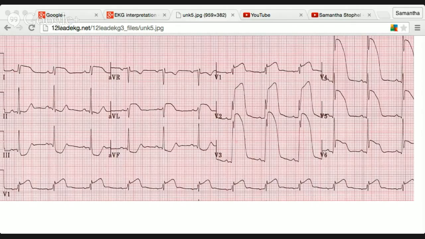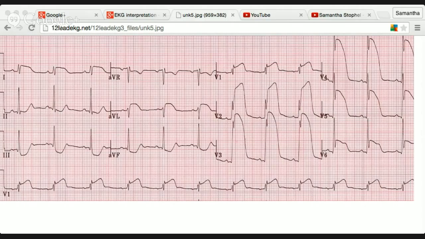I'll start mine, and then Holly will do hers. So first, you'll look at the rate, and you can do that by counting the number of large boxes between the R to R interval. In this particular rhythm strip, it equals a little less than 75, so I'd probably say 68 to 70.